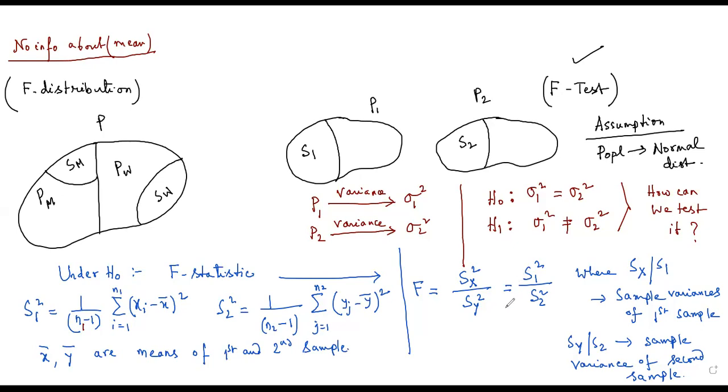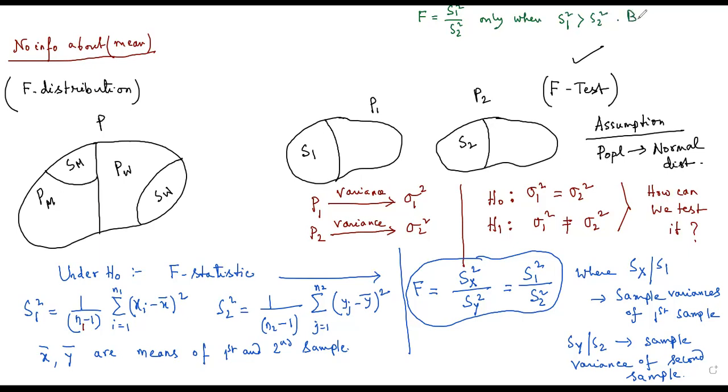But there is a catch. When we implement this formula to test the hypothesis that the population variances are the same or not, we need to take care of one aspect. We use the formula S1 squared by S2 squared only when the variance S1 squared is greater than S2 squared.